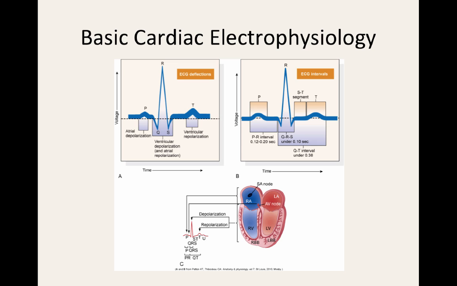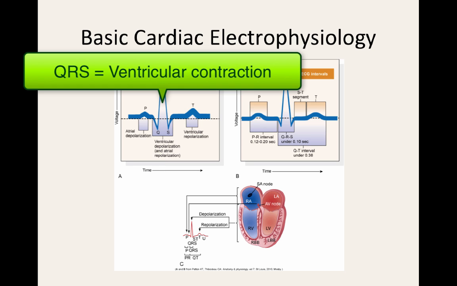They're much larger structures. So as the AV node sends that impulse down the septal wall to the right and left bundle branches and out to the Purkinje fibers to depolarize the ventricle in order for the ventricle to contract, that is represented by the QRS complex on the EKG. So the QRS complex really represents ventricular depolarization.